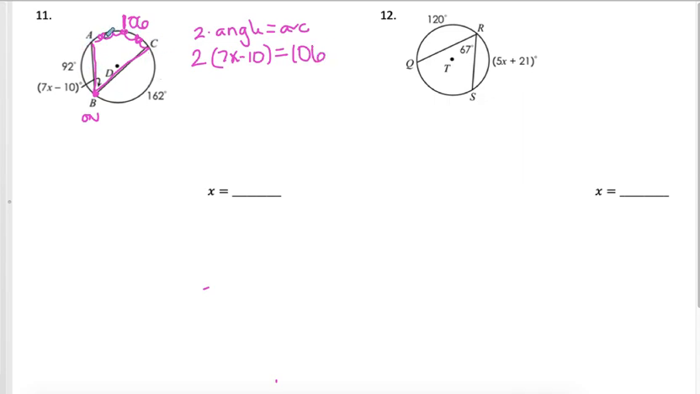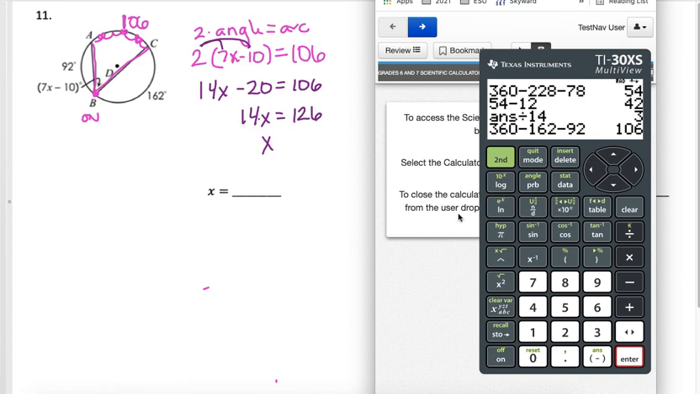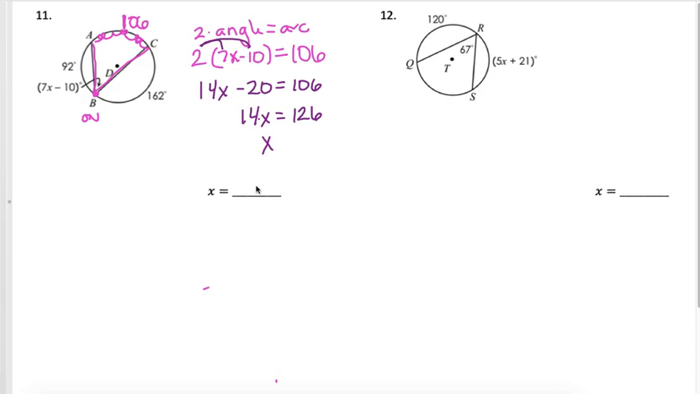I know the whole circle is 360. Now I can go ahead and use my solving skills to get x by itself. 2 times 7 gets me the 14. 2 times negative 10 gets me negative 20, and I'll bring down the 106. Undo subtracting, adding it over to the other side. Undo the multiplication by dividing, and we'll get x equals 126 divided by 14, we get x equals 9.